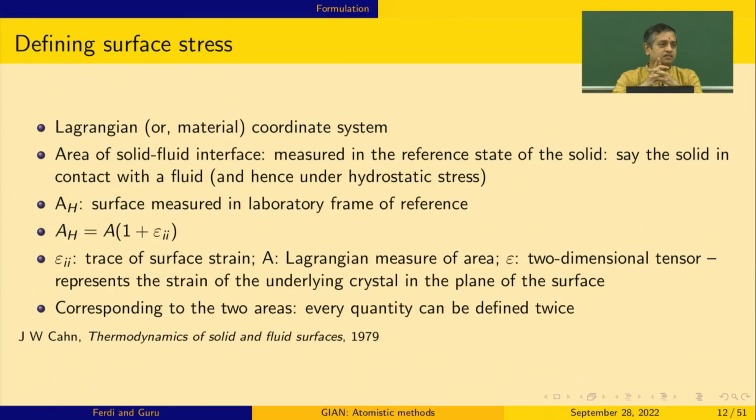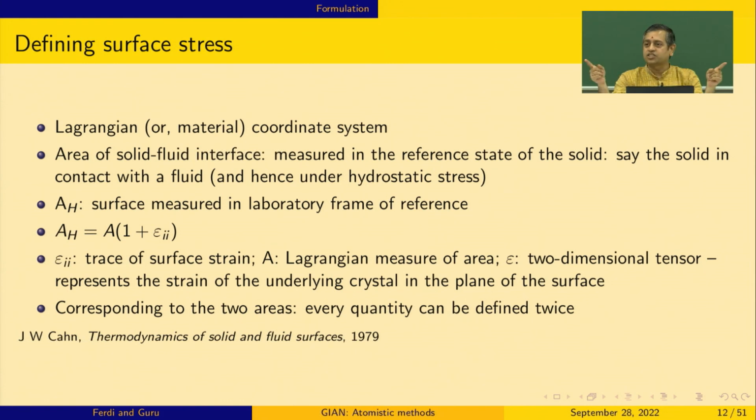Okay. Now, what is the problem in defining a surface stress? You can see the moment something is strained, the reference frame becomes a problem, right. You can define everything in the original frame of reference, or you have to define things in the current frame of reference or material frame of reference, or Lagrangian and Eulerian descriptions. Okay. So, the area of the solid-fluid interface is measured in the reference state of the solid, let us say when the solid is in contact with the fluid, and there is one area that you measure in the laboratory frame of reference. These two are to be related through the strain, because in the reference frame there is no strain, in the actual case you will see a strain.